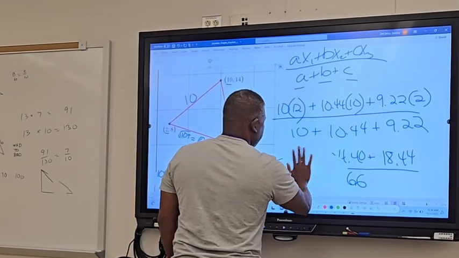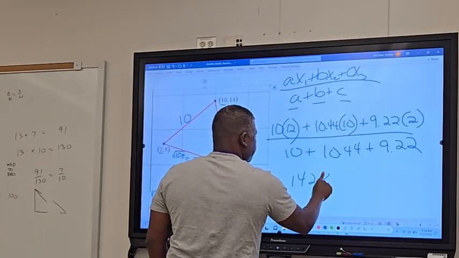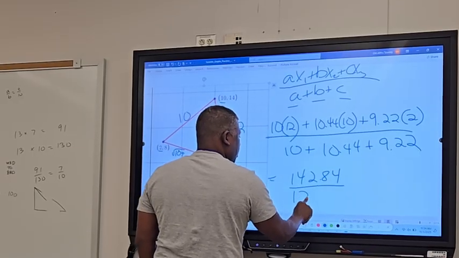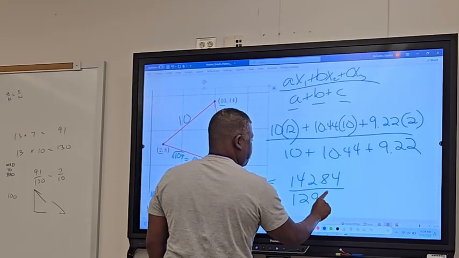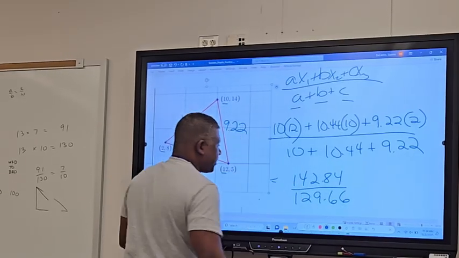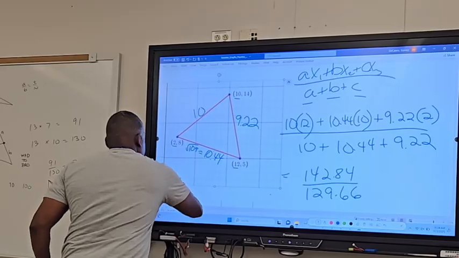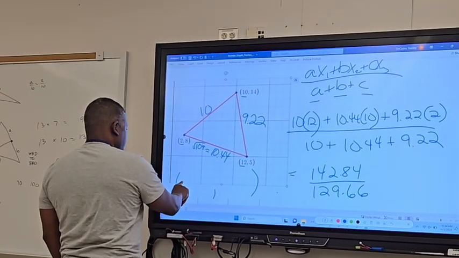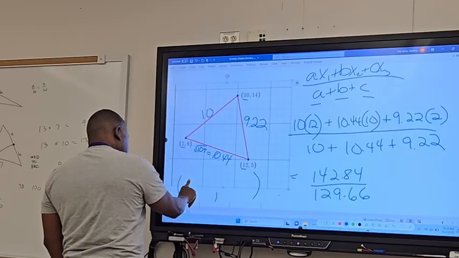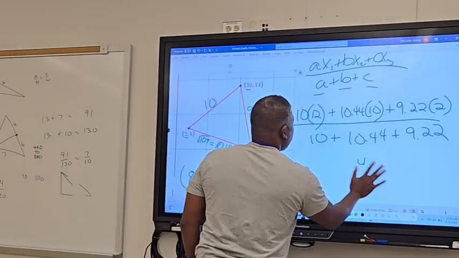So we are looking at 242.84 over, I believe this was 29.66, and this is going to be the x value of your incenter. I believe that came out to be 8.18, right? If I recall correctly.